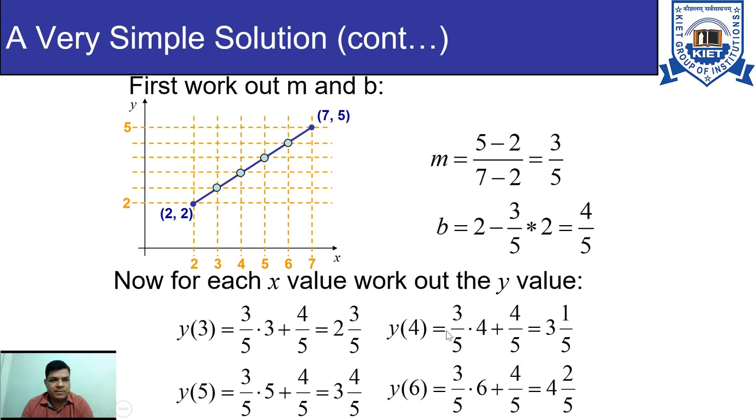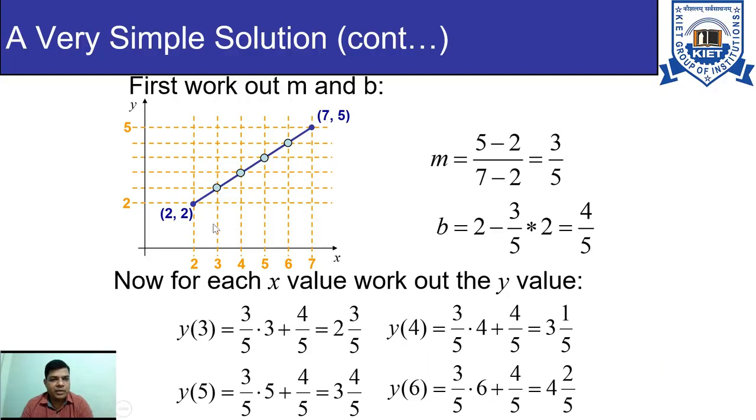This is a simple calculation, and from the given line we can easily find the slope of the line, which is y2 minus y1 upon x2 minus x1, coming to around 3 upon 5. Similarly we can calculate the intercept of the line, which comes to 4 upon 5.